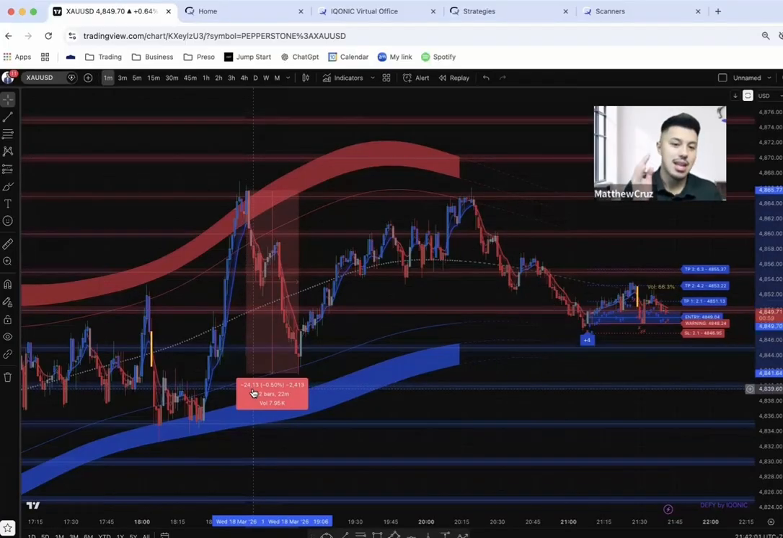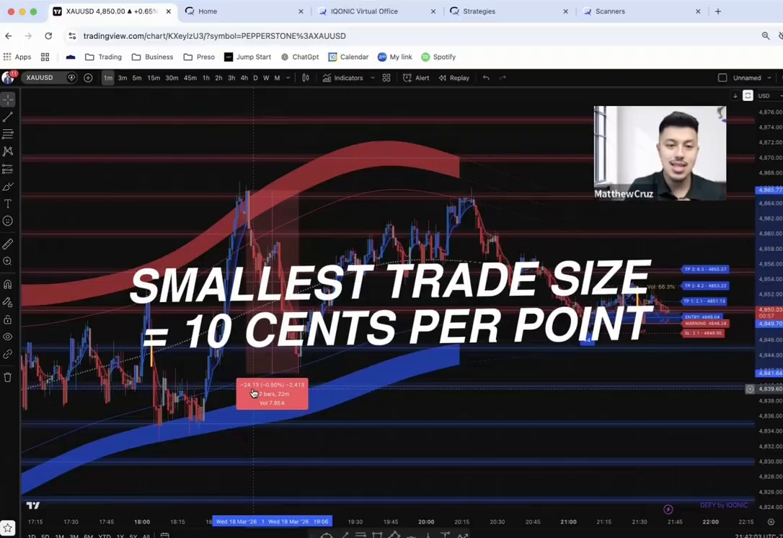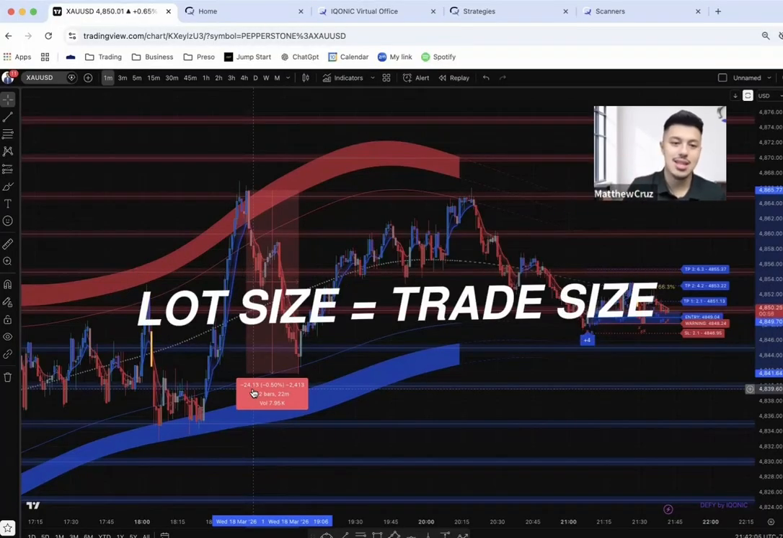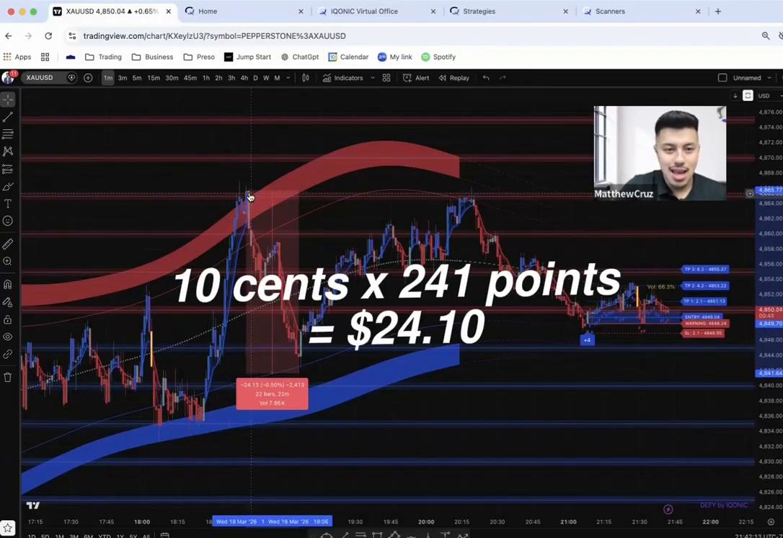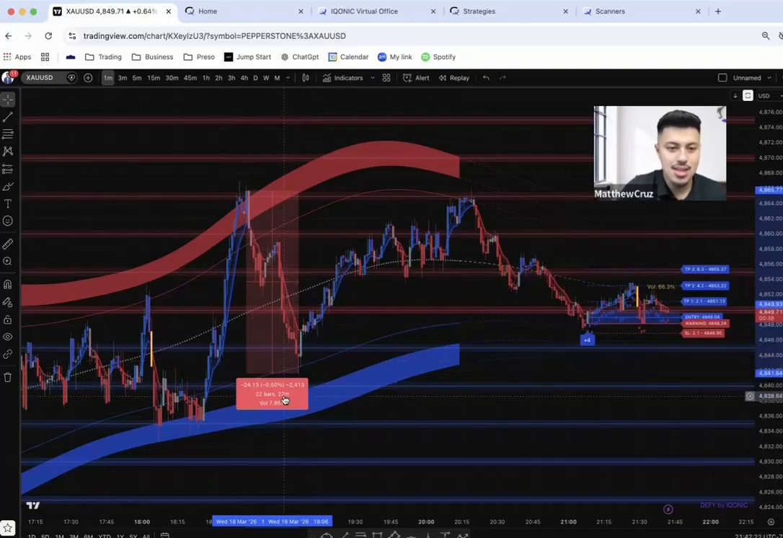Now, the smallest trade size possible is 10 cents per point. It's called your lot size, which is your trade size. I'm just going to say trade size for simplicity purposes. If I short the market here at a 10 cent per point trade and the market dropped 241 points, I would have made $24.10 in a matter of 22 minutes.